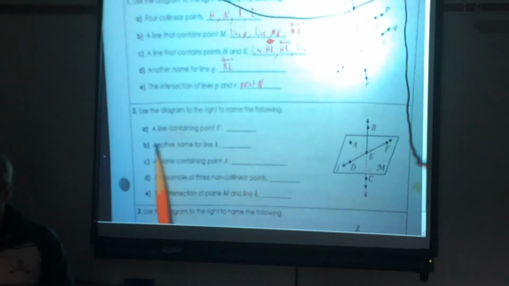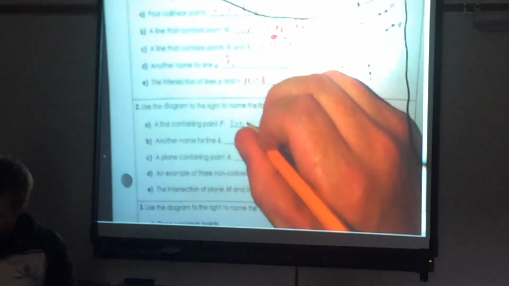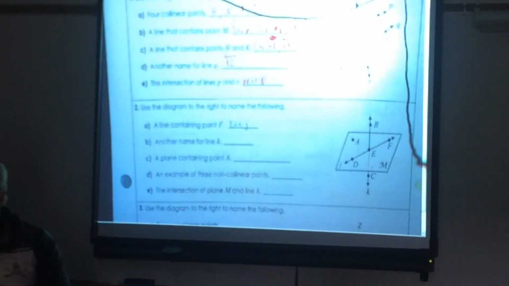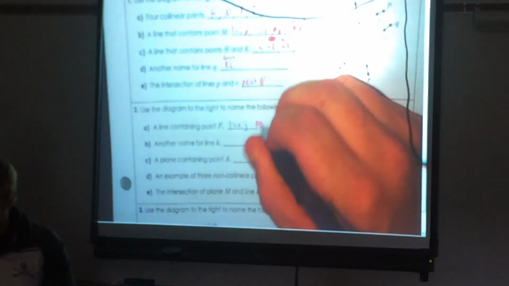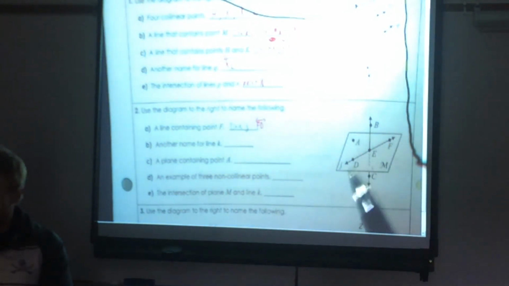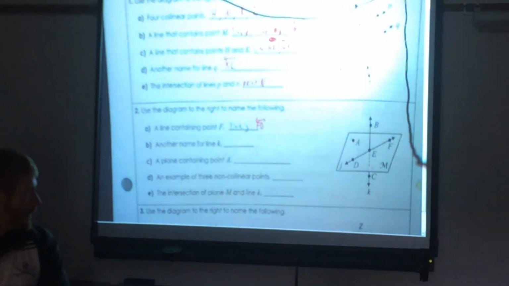So A says name a line containing point F. F is on this line. I'm going to use the little lowercase letter since it's there. So I'm just going to say line J. You could have said line DE, DE with a line and two arrows over top of it, FD with a line and two arrows over top of it. Any two of the letters F, E, or D would have worked, or just line J because that's your lowercase letter.